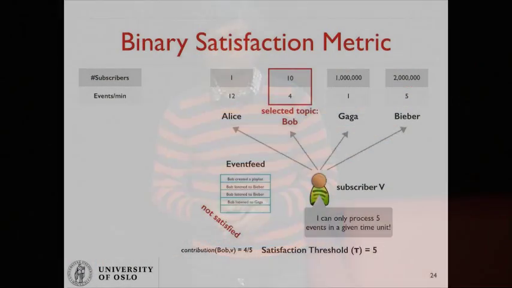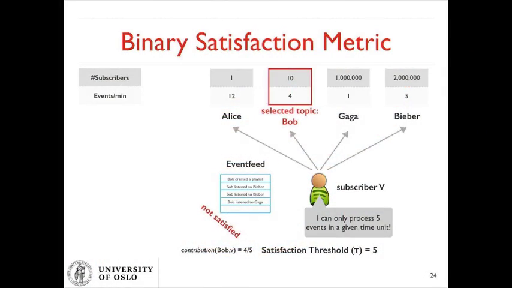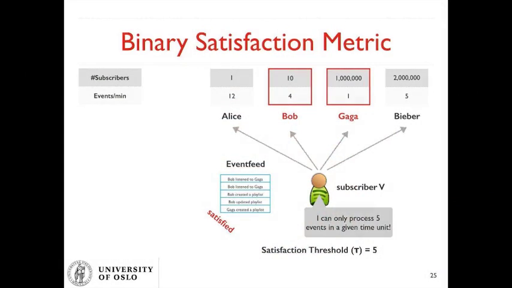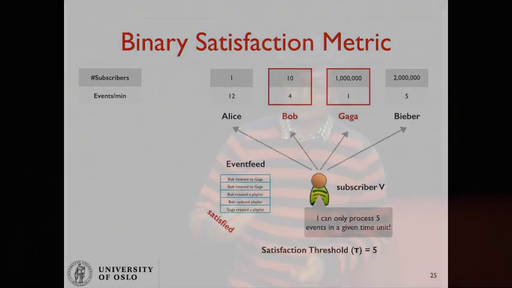But selecting Bob does not meet that criterion. So in the binary satisfaction metric, the user is not satisfied, even though it meets 4 out of 5 of the requirement. But now when we include Gaga, which contributes 100% to the required threshold, the user is now satisfied.